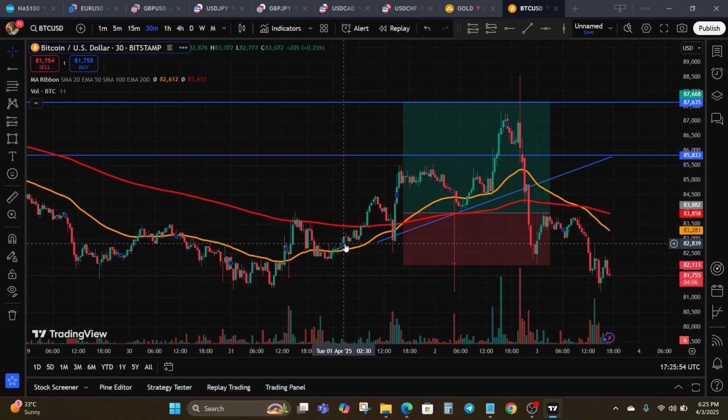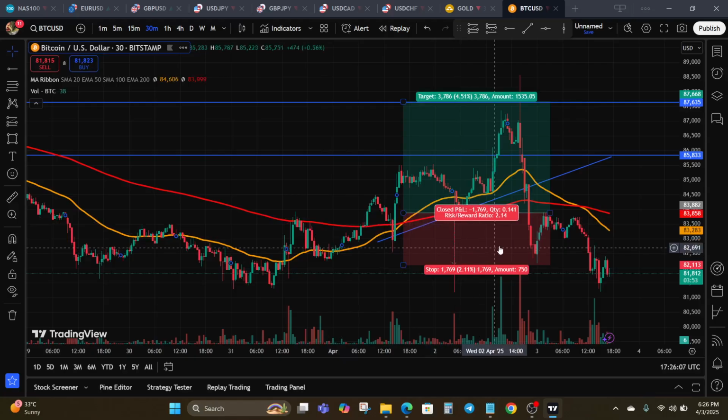Now, let's quickly talk about risk management. The volatility in the crypto market means that prices can change quickly. So it's crucial to protect your capital. Here are a few key risk management tips. First of all, make sure that you set stop losses. Always use stop loss orders to limit your losses.